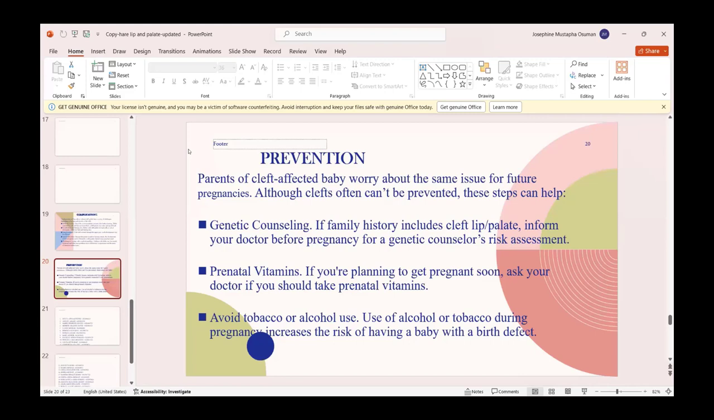And then the use of alcohol or tobacco during pregnancy will increase the risk of the baby having such effects. So education is important.